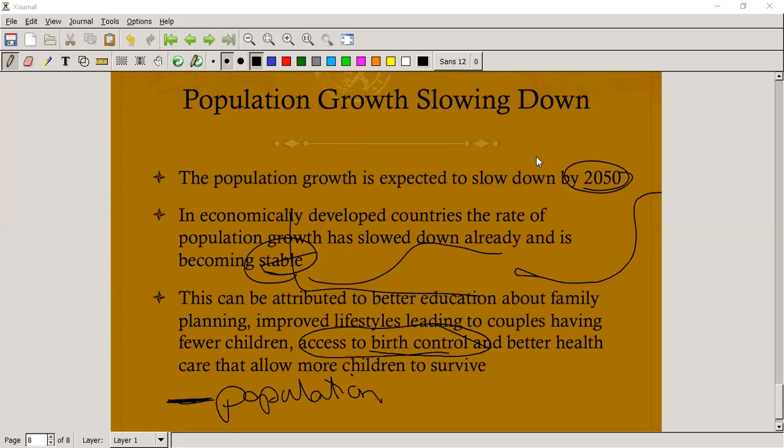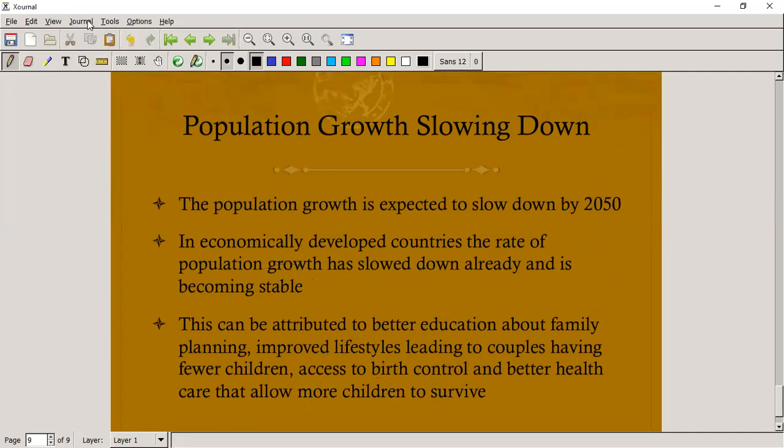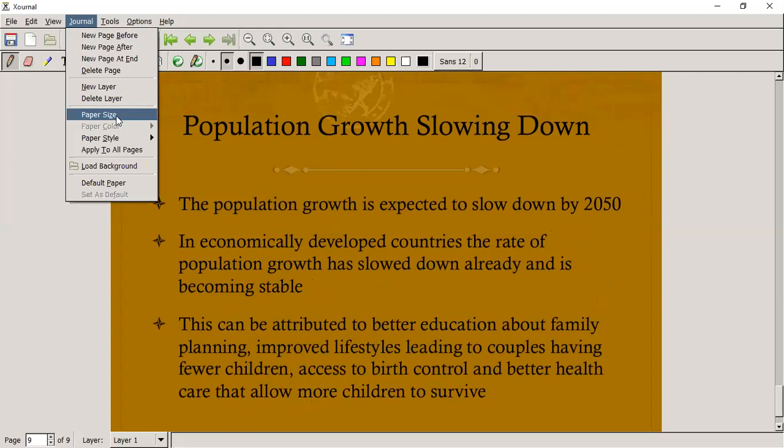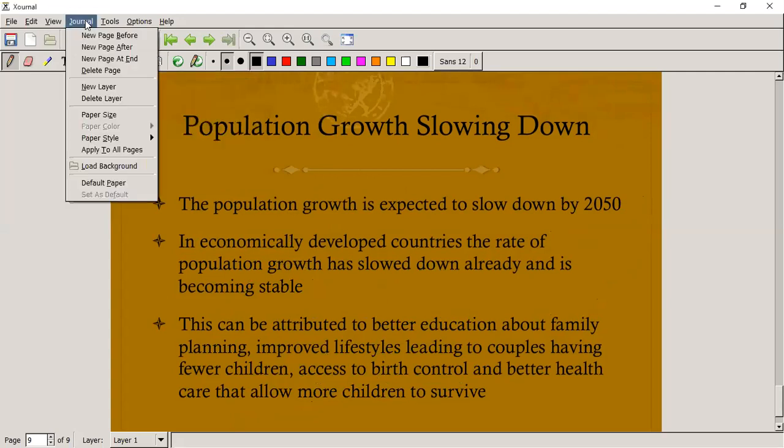And so what is the carrying capacity? Carrying capacity is the amount of... I just want to create a new screen quickly. Okay. Explain it to you now. I just want to create a new page so I can draw the proper graph as well.